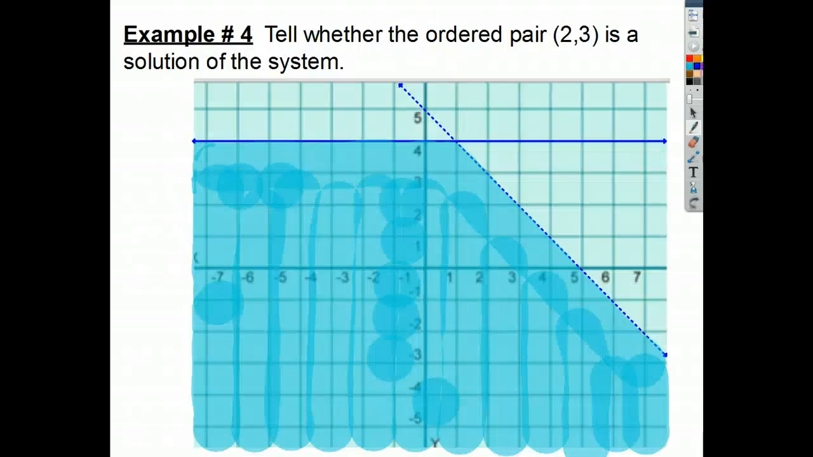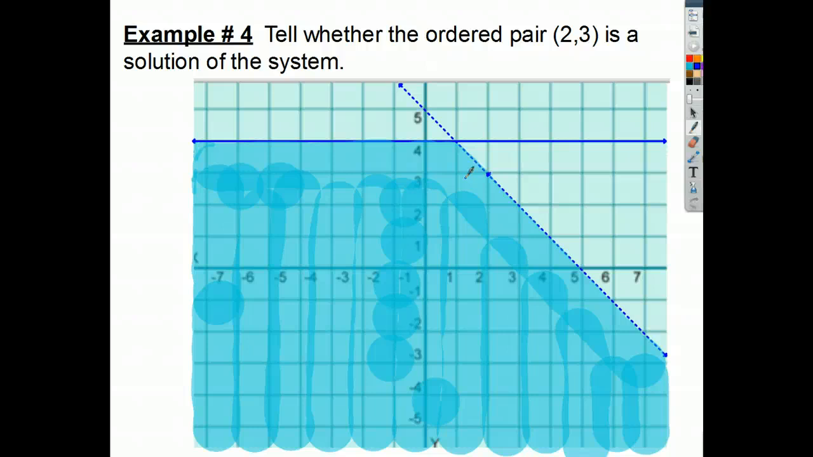Okay. Next problem. Tell whether the ordered pair 2, 3 is a solution of the system. And this time, instead of giving you the equations, I've given you the graph of this. So what we have to do here is pretty simple. Is we have to locate the point 2, 3, go over 2 and up 3, is this point right here. You have to ask yourself, is this in the solution set? Well, it appears to be right on the line.